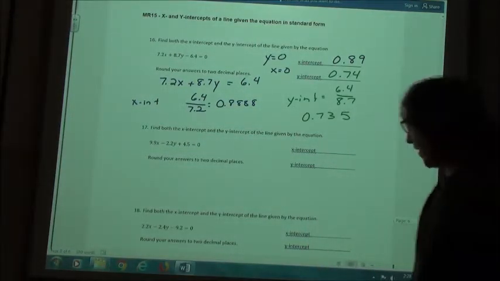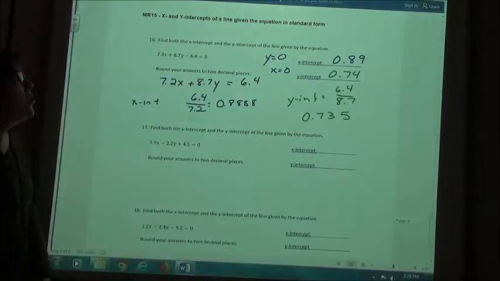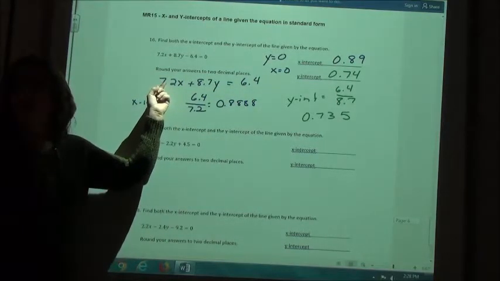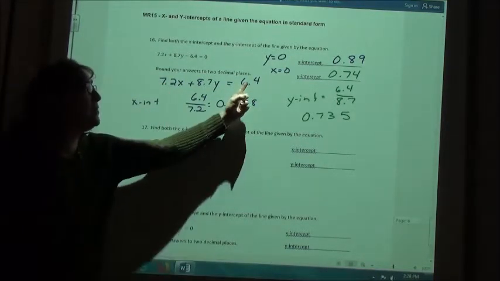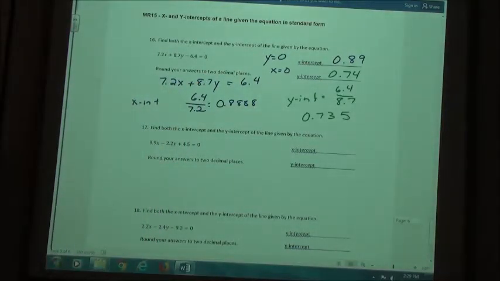So that's a quick way of finding your x and y-intercept. Once it's in standard form, for your x-intercept, you're going to take the n number divided by the coefficient of the x. For my y-intercept, the n number divided by the coefficient of the y. Unless you really want to put 0 in and all that fun stuff.